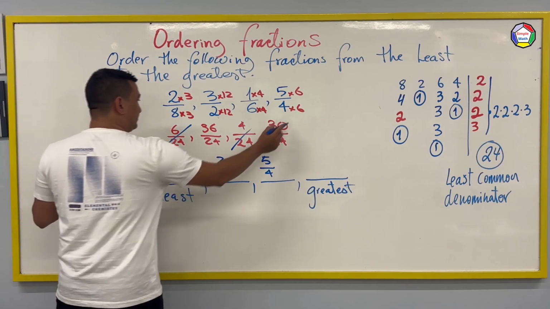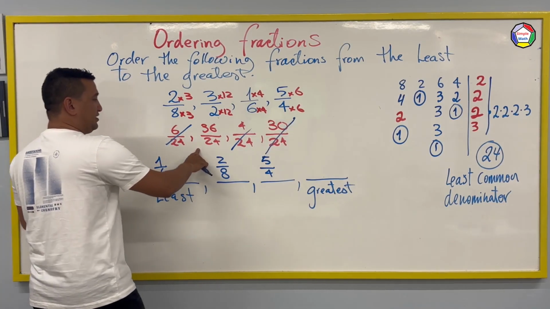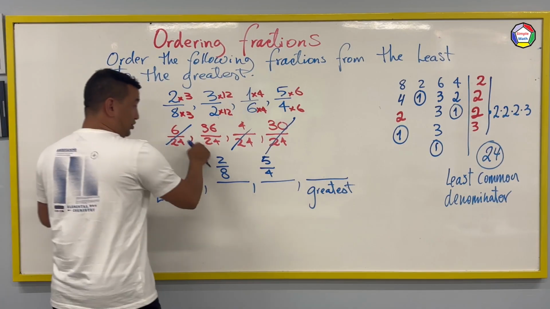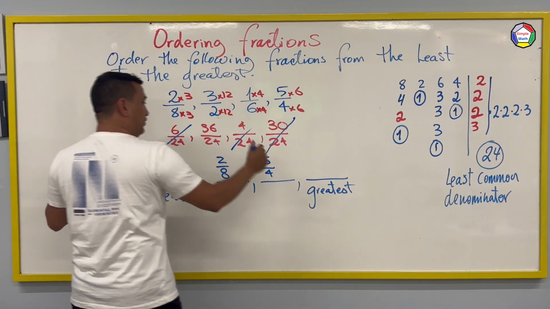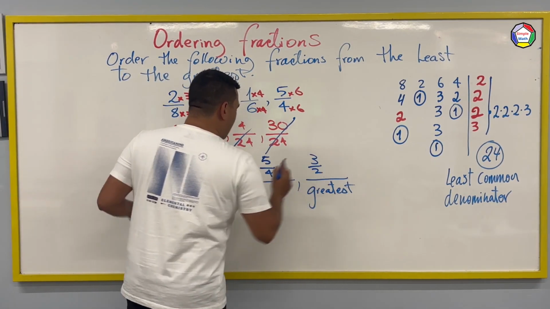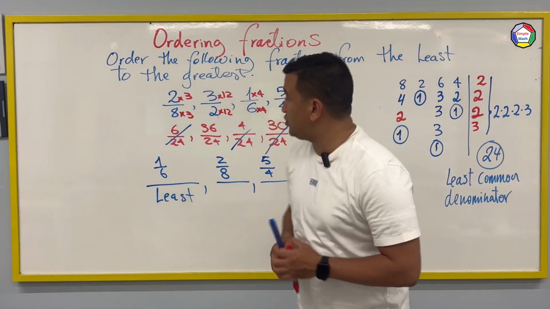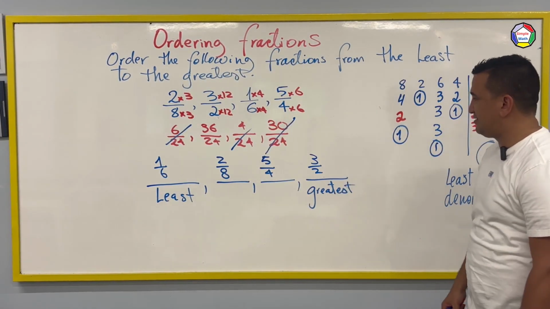And finally, I write the other one, which is 36 over 24. I don't use this one. I use the original one, which is 3 over 2. And this is the way we order fractions from least to the greatest.